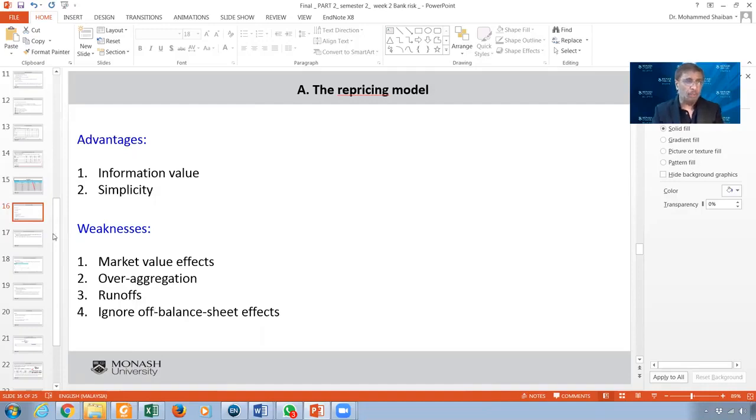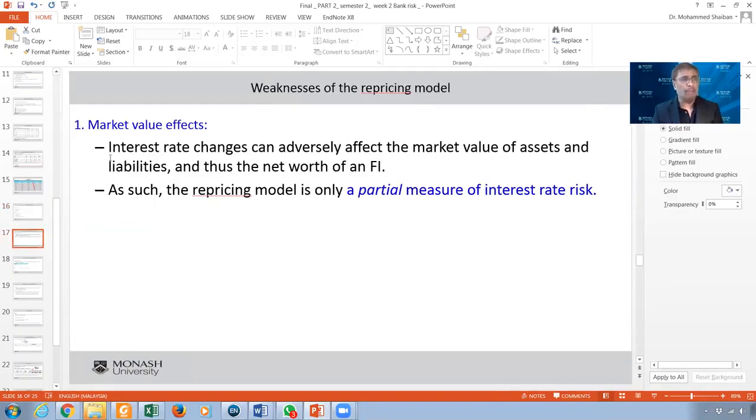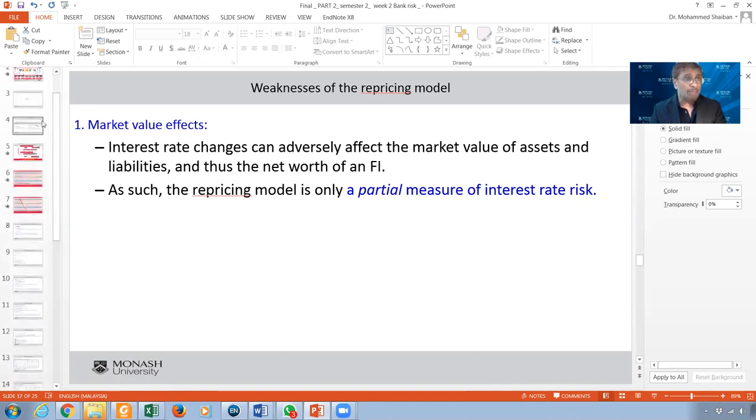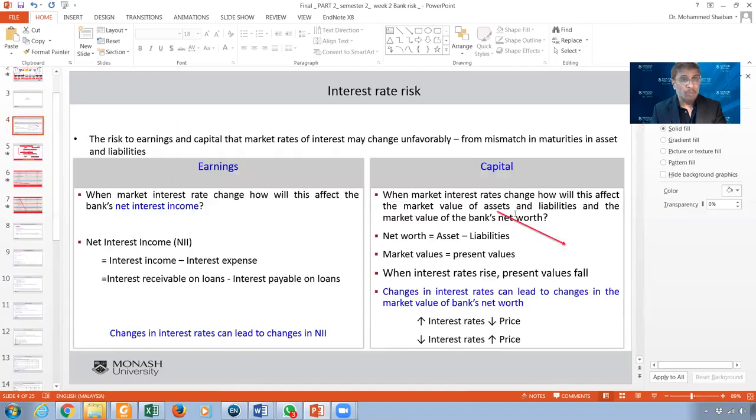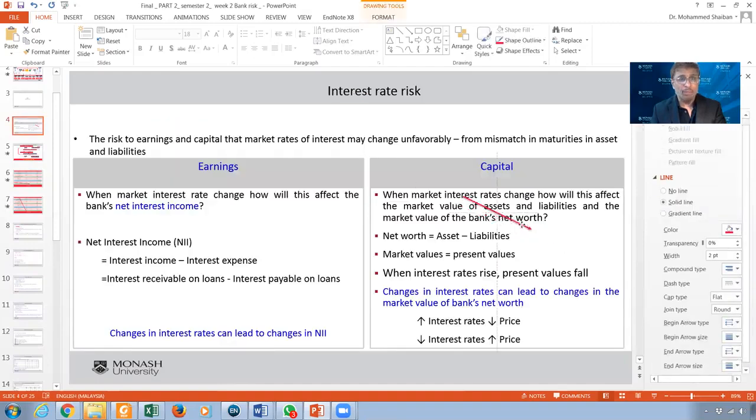Let me go over this one by one. What do we mean by market value? Interest rate changes can adversely affect the market value of assets and liabilities. And that's the net worth, which means now when we look at the repricing model, we are only concerned with the financial statement. Do we talk about the impact on capital, which I talked about here? No, I'm not talking about this area. This area is completely ignored. I'm only talking about the net interest income.